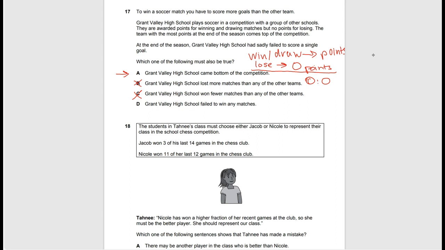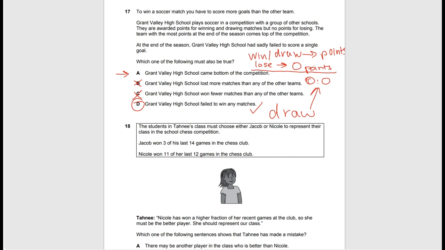Let's look at D. Grant Valley High School failed to win any matches. So this one links into C, won fewer matches than any of the other teams. But it's true, because we know that they scored 0 goals. If they scored 0 goals in the entire season, that means in each game that they played, they played without ever scoring a single goal, meaning the highest they could have performed is a draw. They could have drawn with other teams who also scored 0 goals, but they would not have won these games. They would have drawn them, not won.